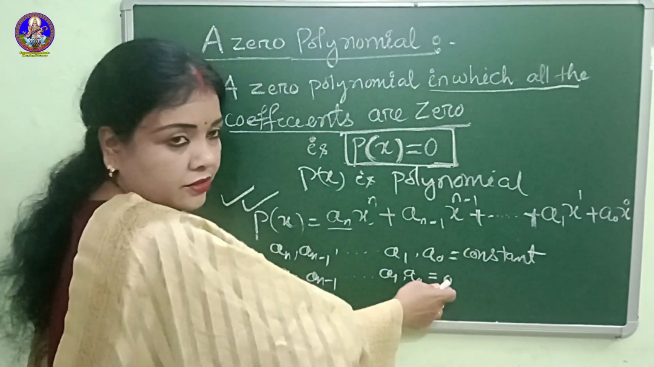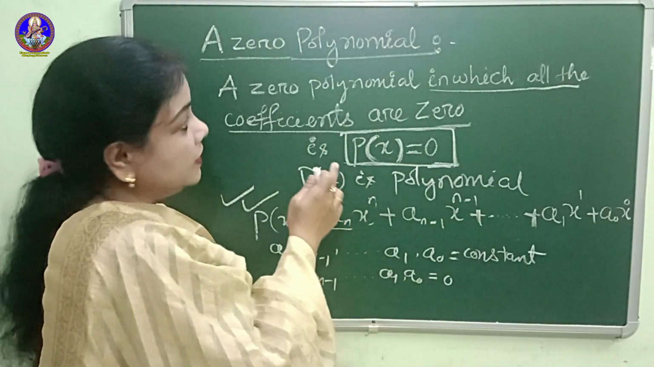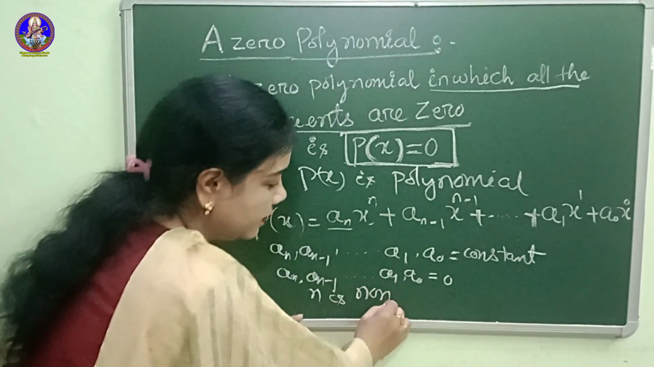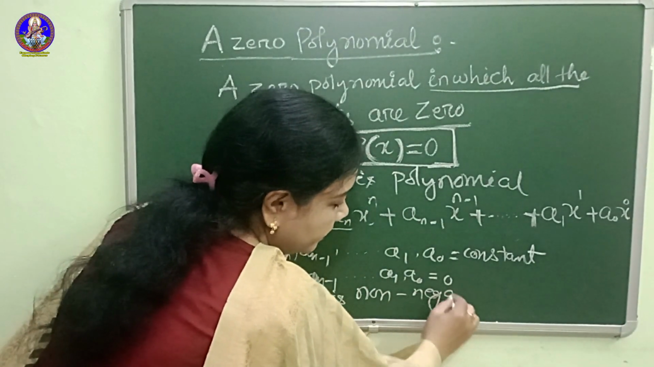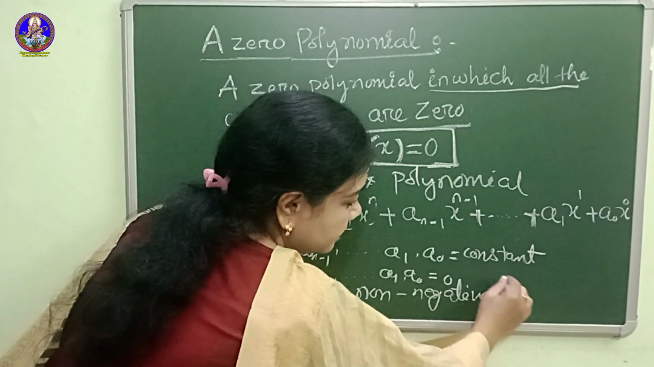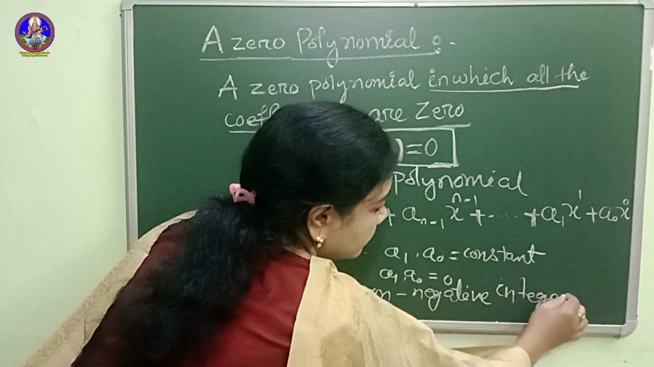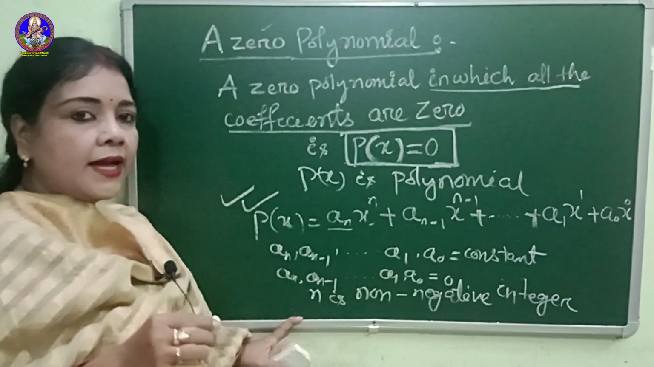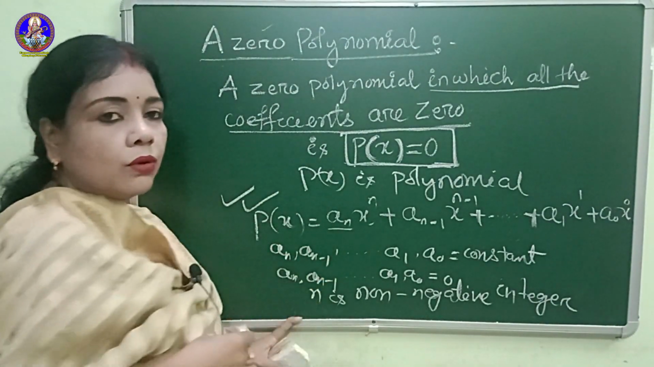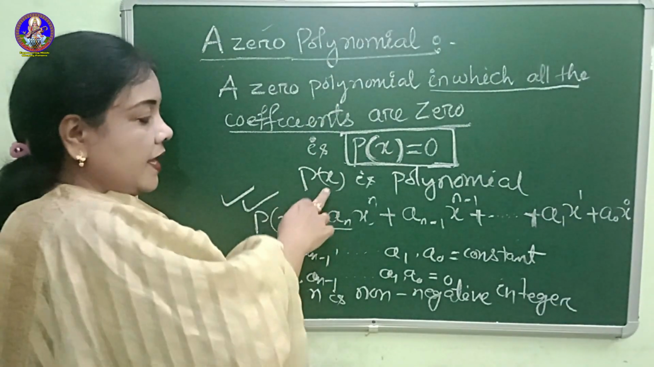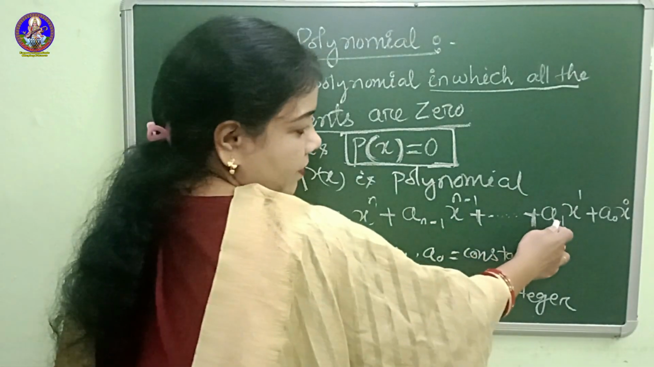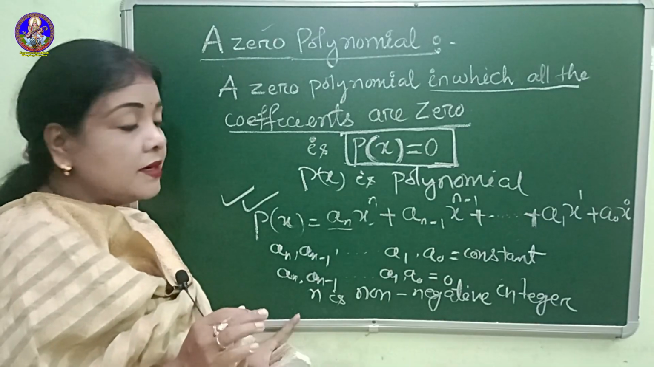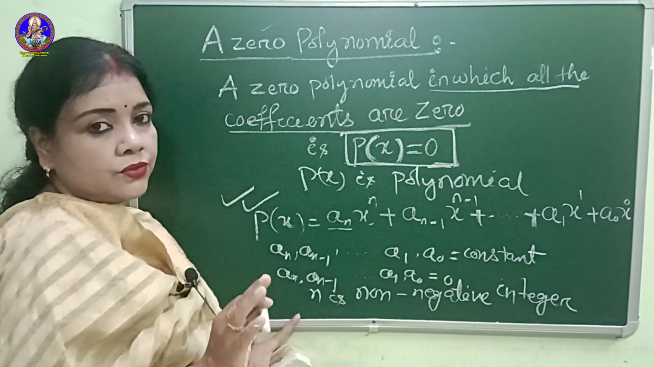So this is the particular condition for a polynomial to be zero, where n is a non-negative integer. So to find the zero polynomial, we have to make all the coefficients equal to 0. That means a_n, a_(n-1), a_1 up to a_0, these are all coefficients or constants, and we have to equate them to 0.